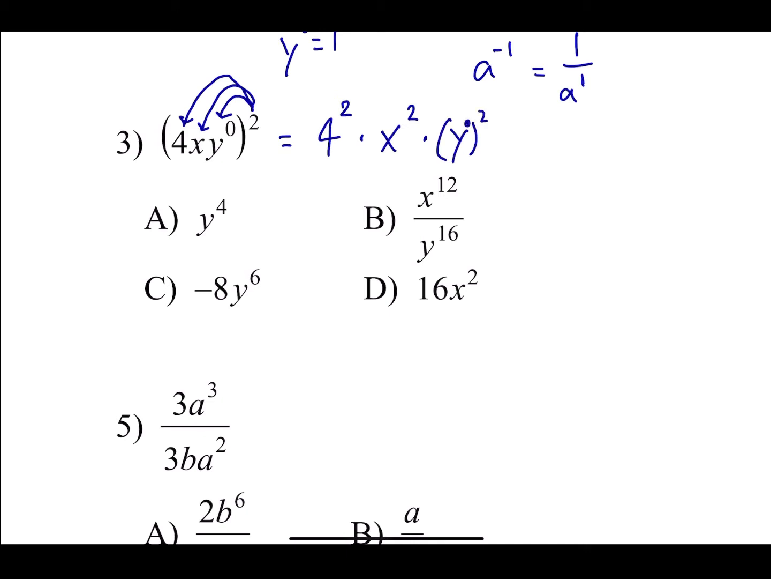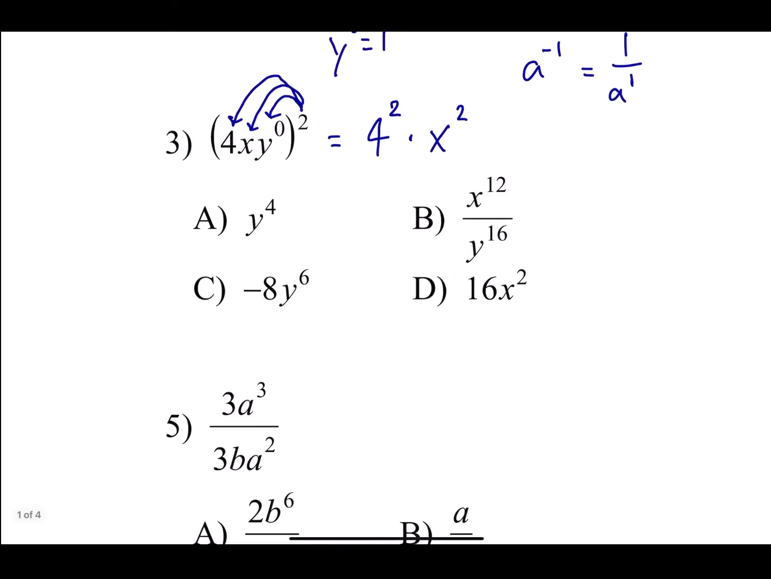But y to the 0 is just 1, so 1 squared is 1 times 1 is just 1. And we never really write 1, so it's gone, which is nice. We're left with 4 squared times x squared. X squared because x to the first power squared is just x squared. 4 squared, I'll give you a second. What is 4 squared? I sure hope you didn't say 8, because 4 squared is 4 times 4, which is 16. So, 16x squared, final answer.